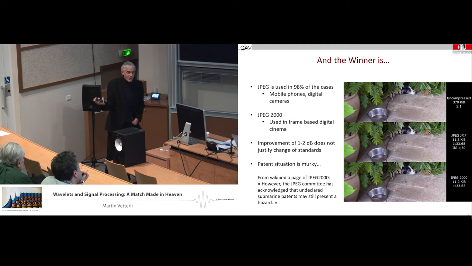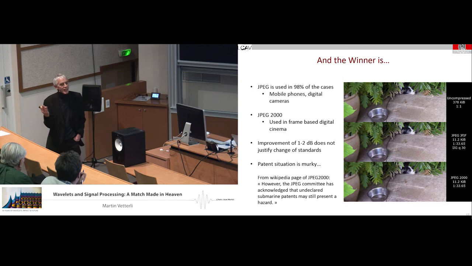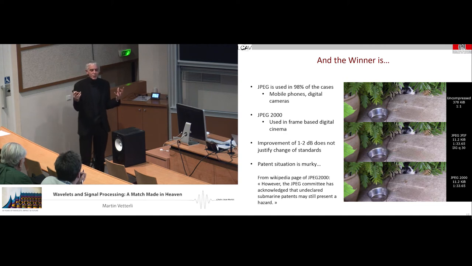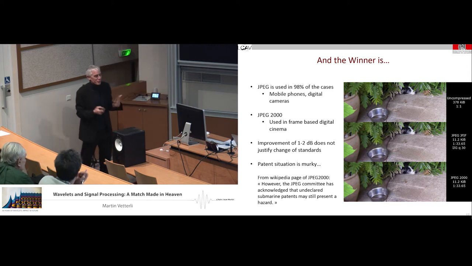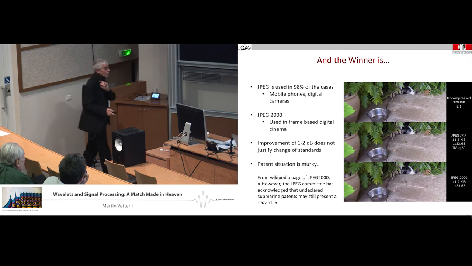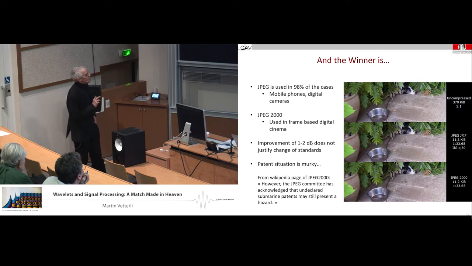And if you go to standardizations and say, I'm going to improve things by 1 dB, people say, what next? It is too much effort to rip out the things you have installed in your machines and replace them with something else for 1 dB, even though JPEG 2000 has many nice glitzy features in terms of applications. But the true reason, and here we come to the history of the topic, is the patent situation.